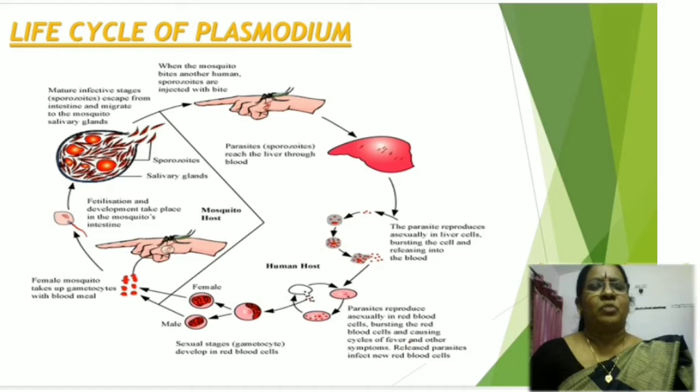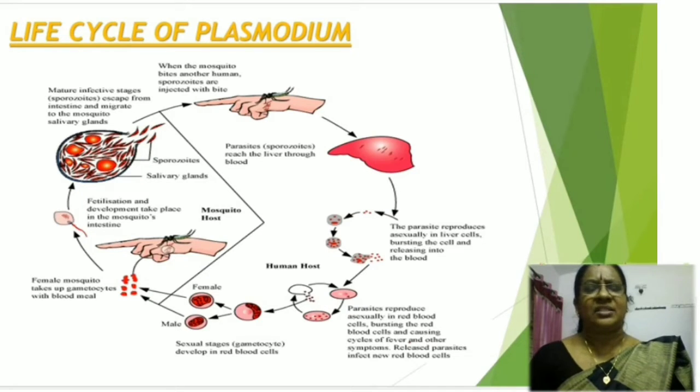When the infected mosquito bites a healthy person, it injects the sporozoite stage, that is the infectious stage, into the bloodstream. The sporozoites reach the liver through the blood. Then some sporozoites attack the RBC. The liver cell and the RBC burst. Asexual reproduction takes place in these two regions. Then some parasites again attack the liver cell and RBC.